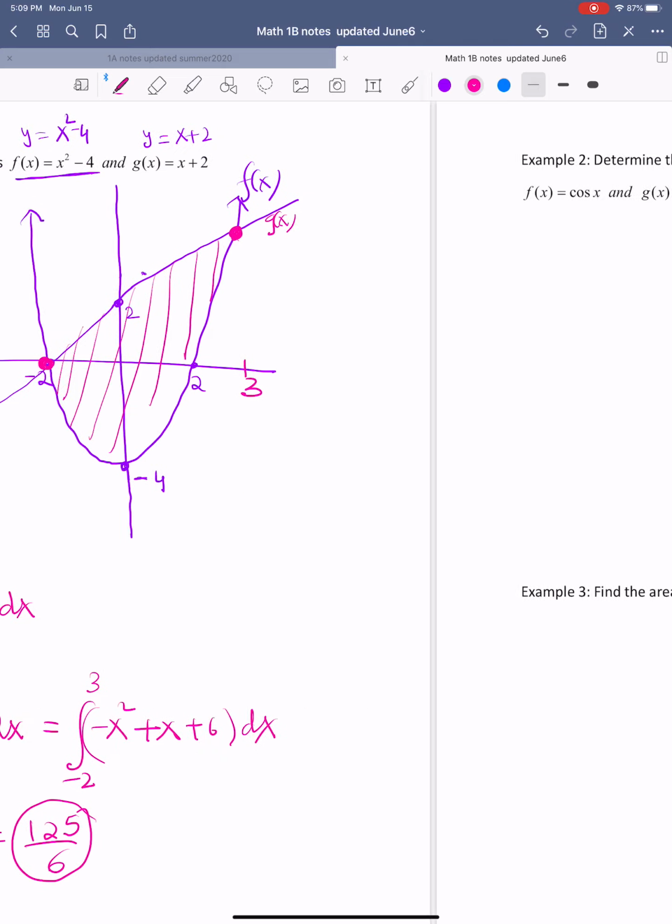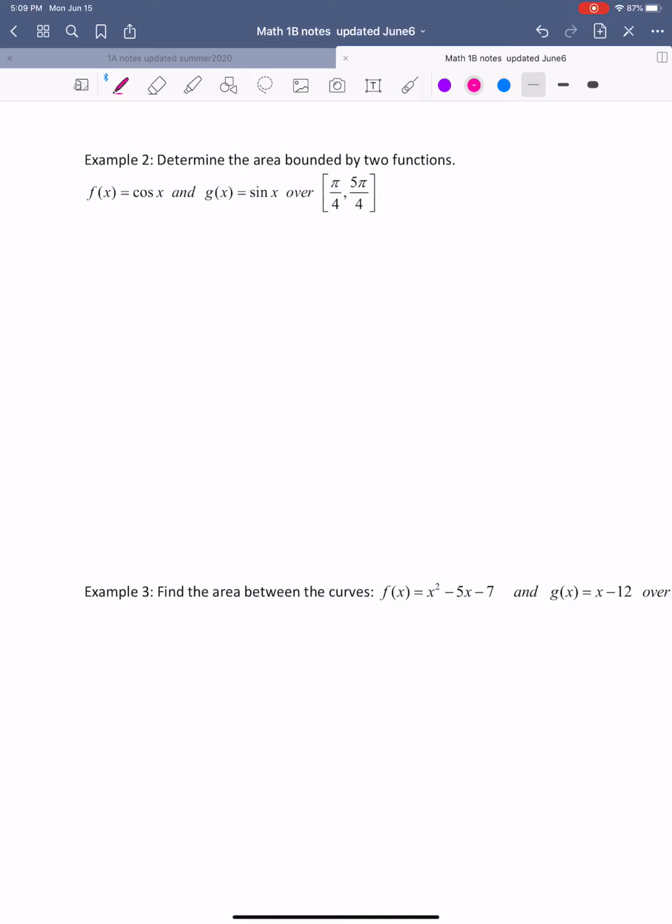Here's another example, example number 2 for area between the curves. I am looking at a cos x and a sin x graph over pi over 4 to 5 pi over 4. Okay, very important to make the neat graph first. All right, so I'm going to do the sin x graph first. This is 2 pi, this is pi.